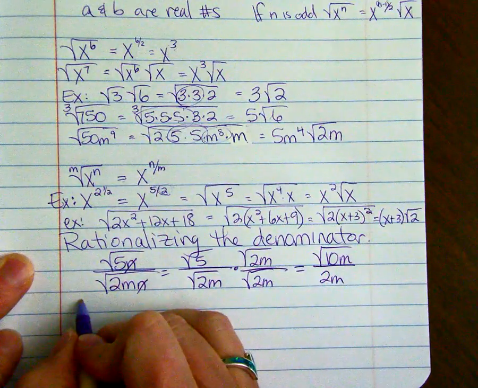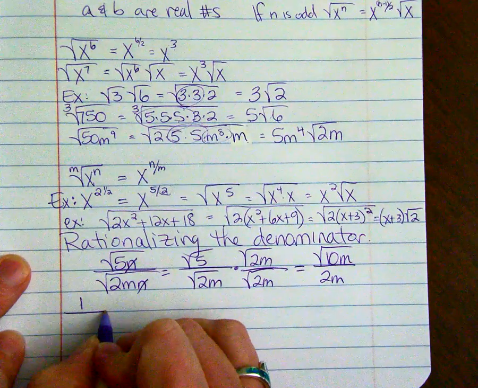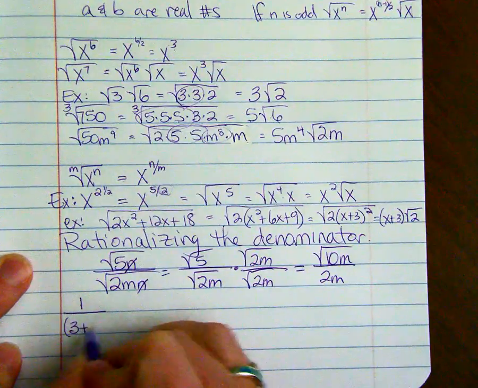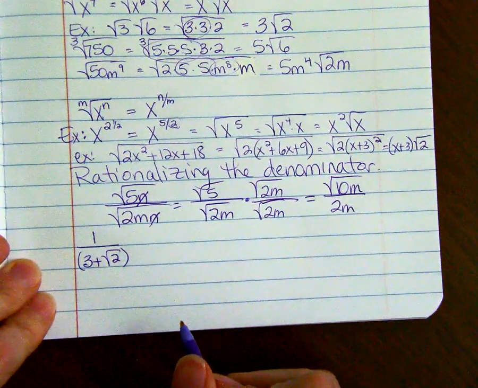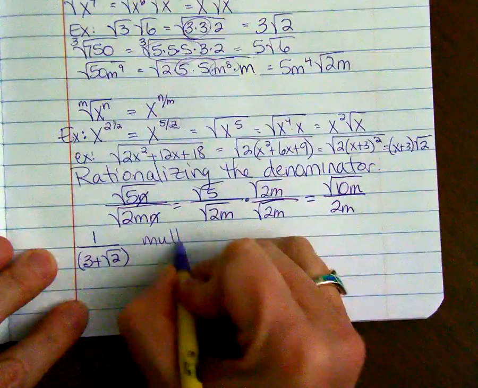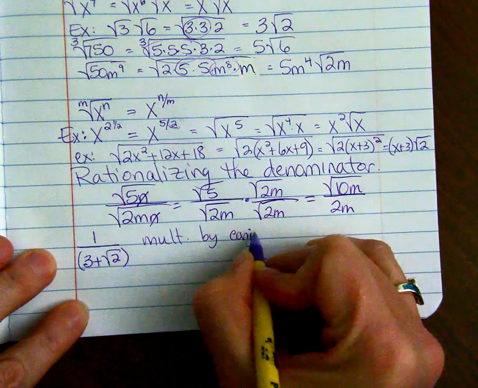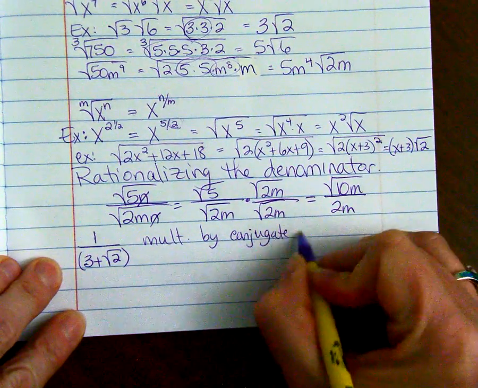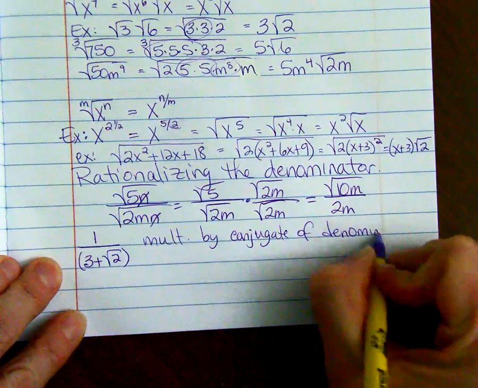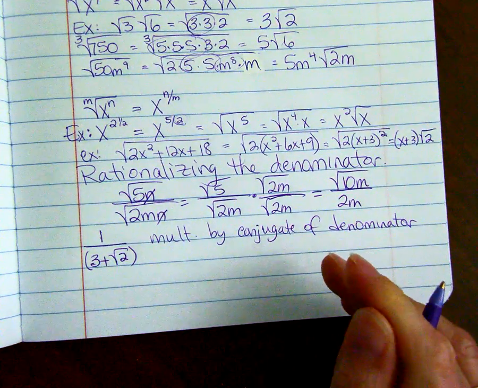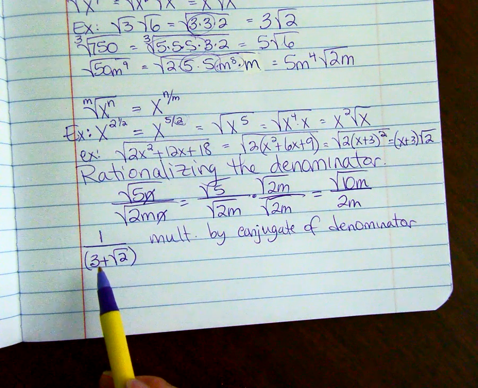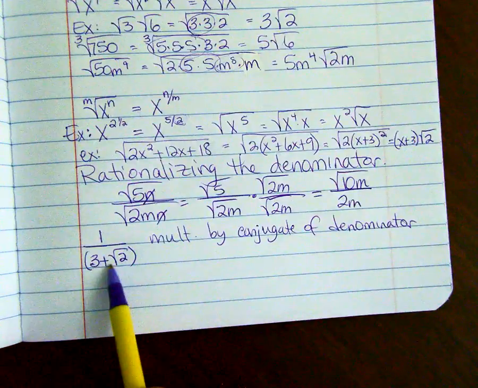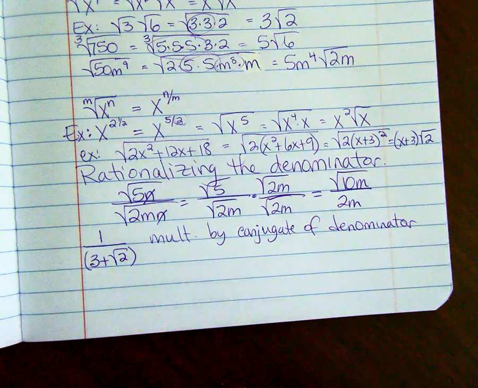When you have a binomial in the denominator with a square root sign in it, you want to multiply by the conjugate of the denominator. So the conjugate is just the same numbers, just with a different sign in the middle. So if there's a plus sign here, you're going to multiply by this with a minus sign. If it's a minus sign, you'll multiply with the plus.